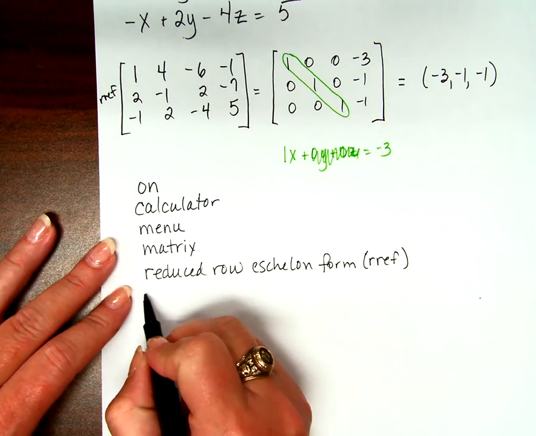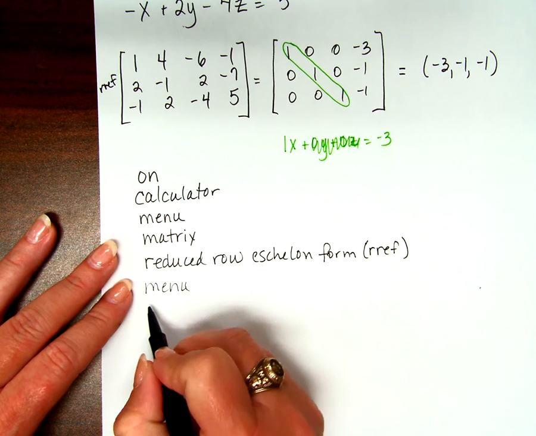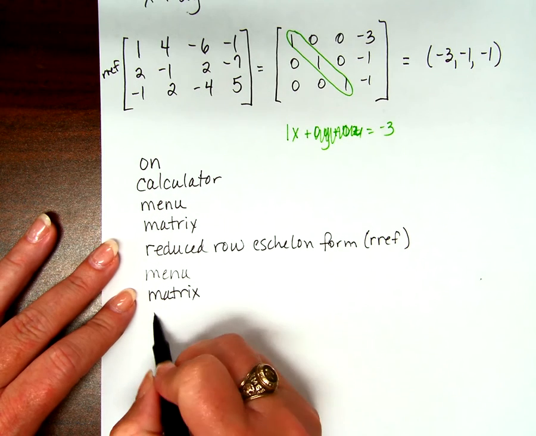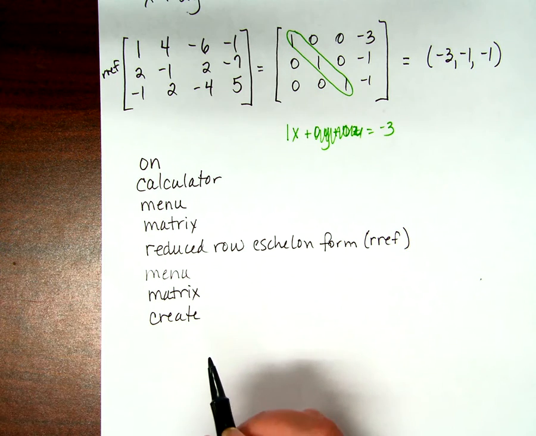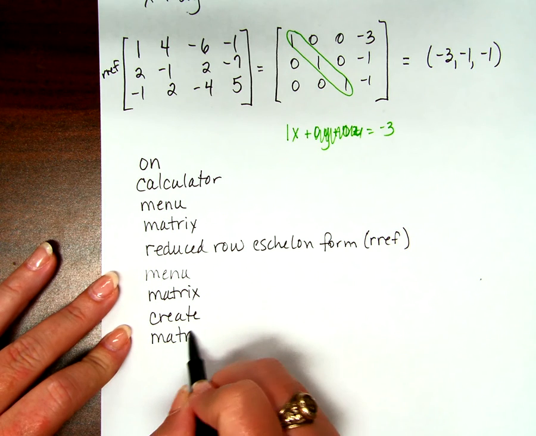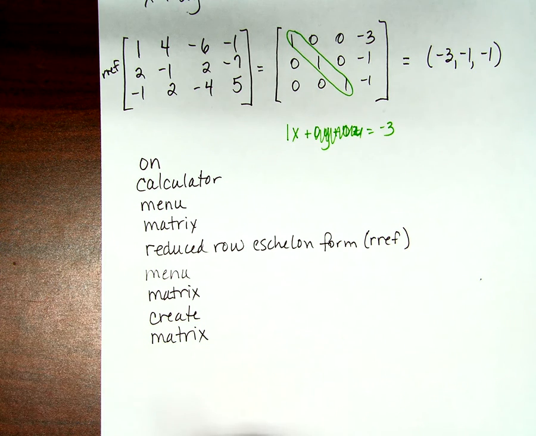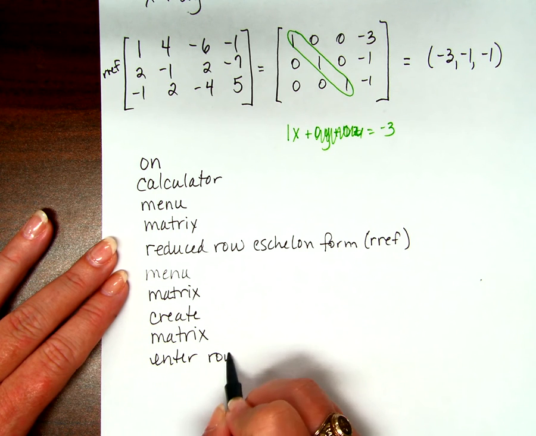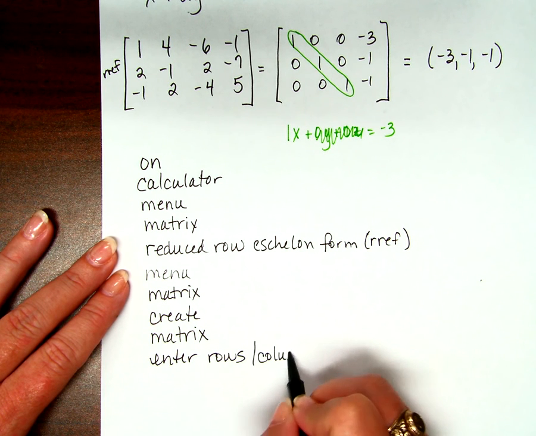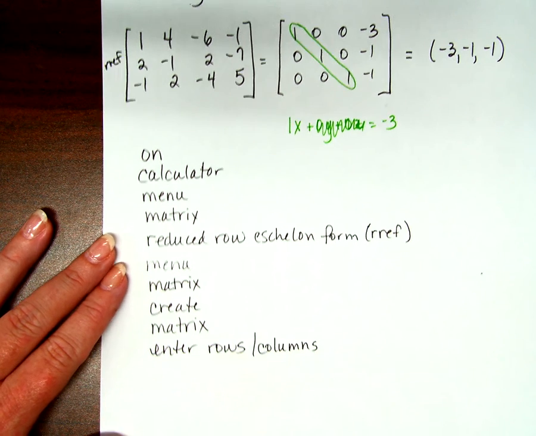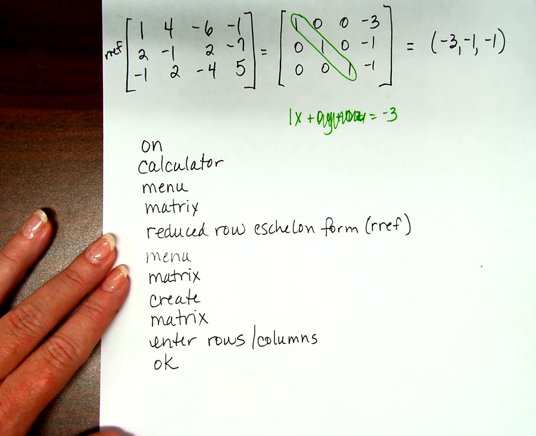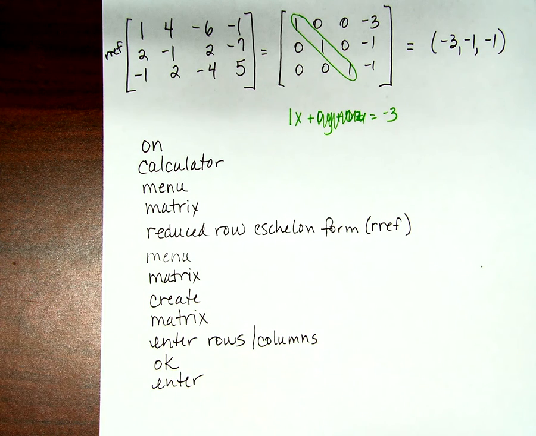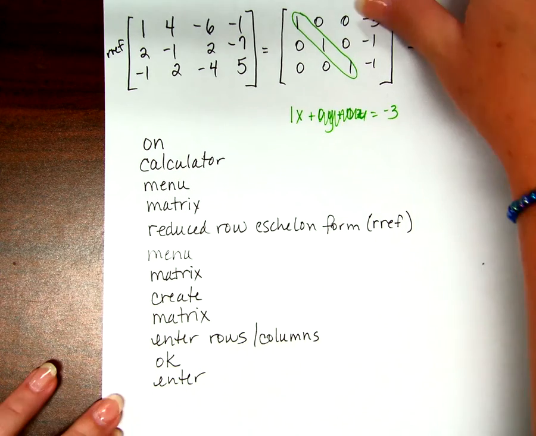Okay, and then we go back to menu and we choose matrix and then create what? A matrix. And then so we enter the rows and columns. And then we say OK. And then we press Enter. I'll scoot it up just a little bit.